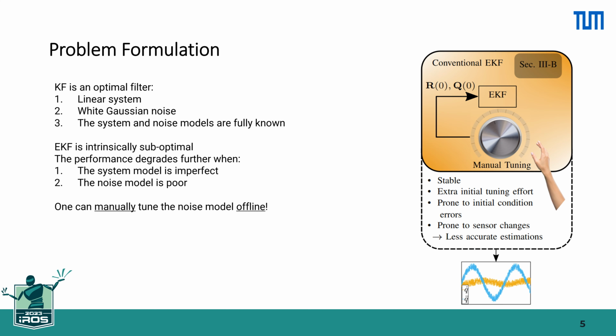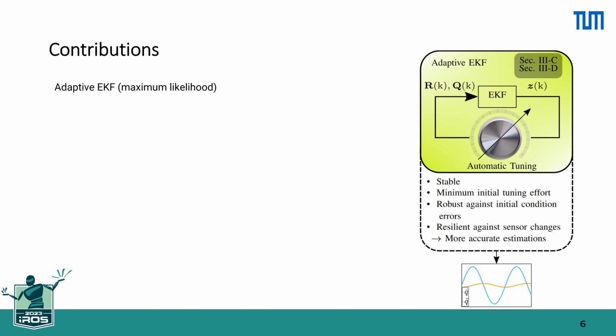One can manually tune the filter. However, this can be challenging and time-consuming. Also, it results in poor performance once a part of the system, such as sensors' properties, change with time. In this paper, we propose an adaptive extended Kalman filter that is based on maximum likelihood.